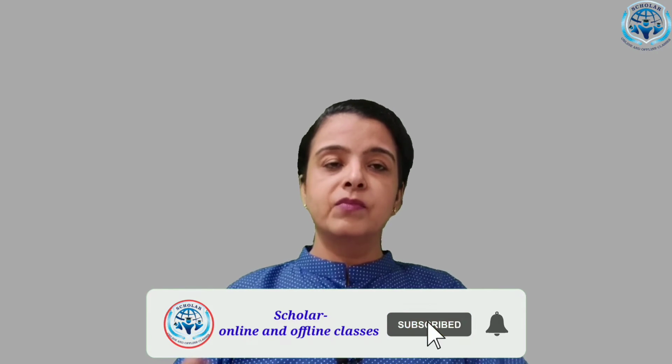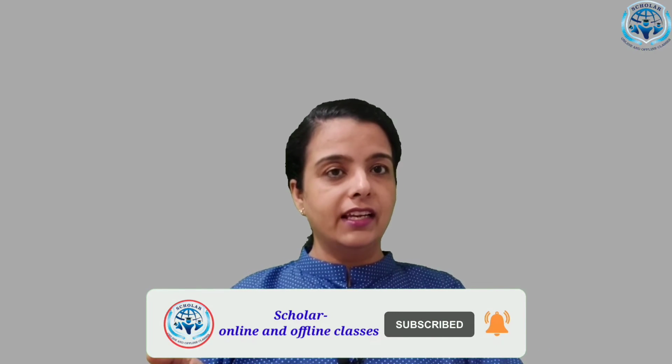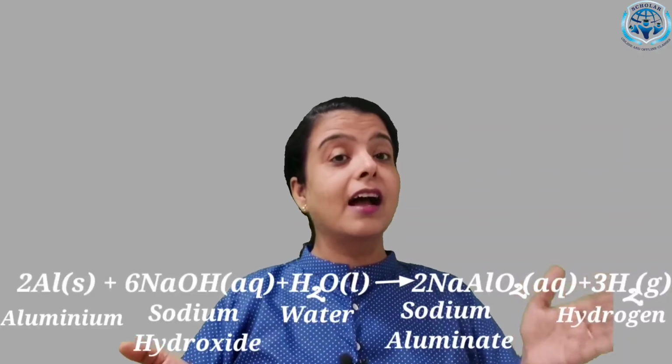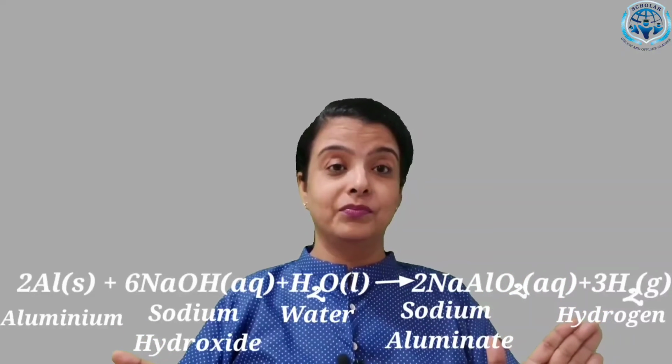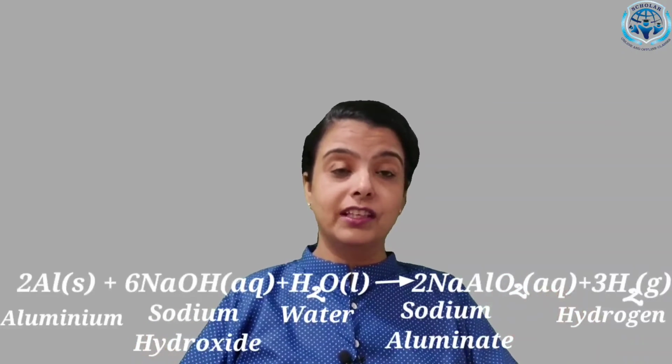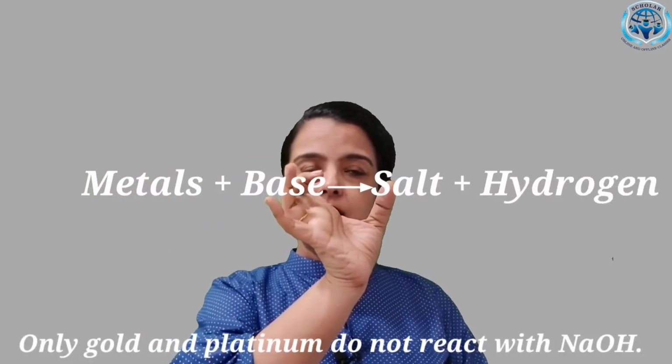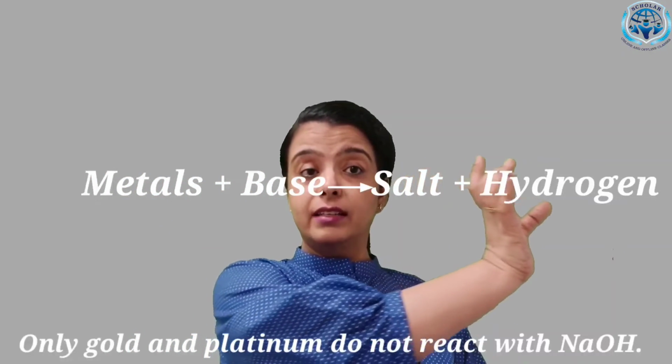So aluminium is a metal, NaOH, sodium hydroxide, is a base. When metal reacts with sodium hydroxide, sodium aluminate and hydrogen gas are formed. Due to the presence of hydrogen gas, you will hear the pop sound. The reaction between aluminium and sodium hydroxide is very rapid and exothermic, and a lot of heat is released. Apart from that, the hydrogen gas released is also very explosive. So the reaction of metals with base produces salt and hydrogen.